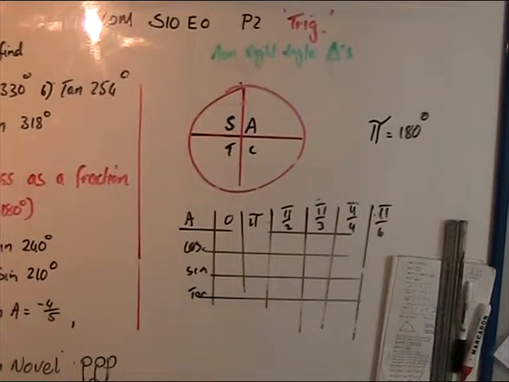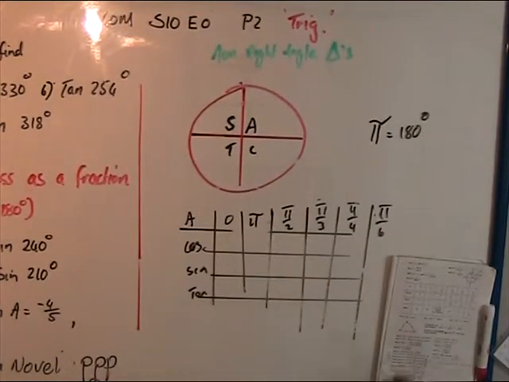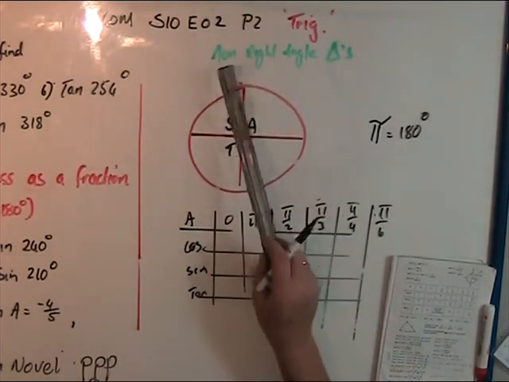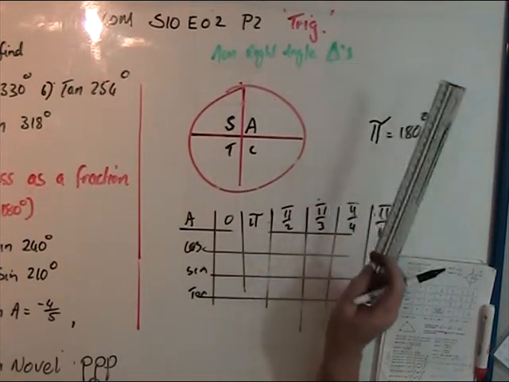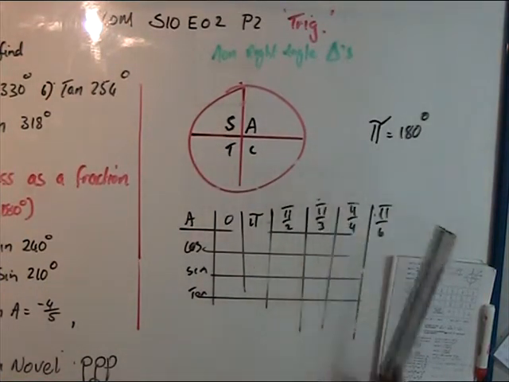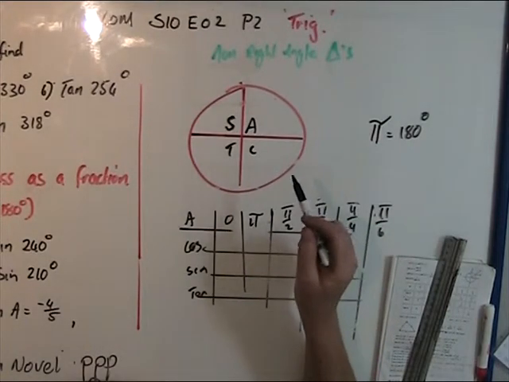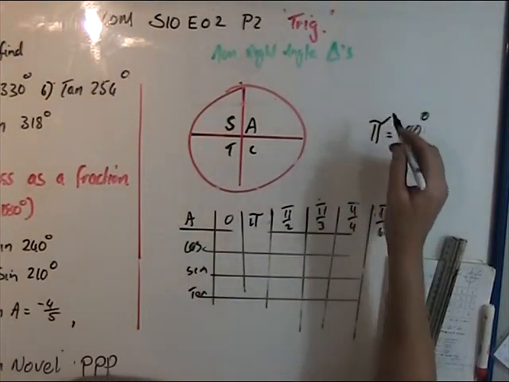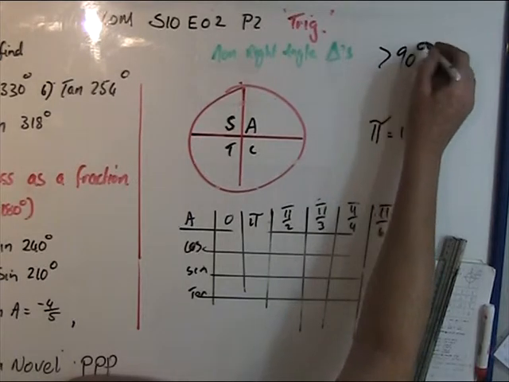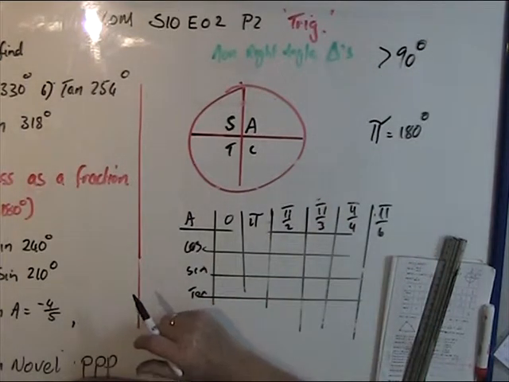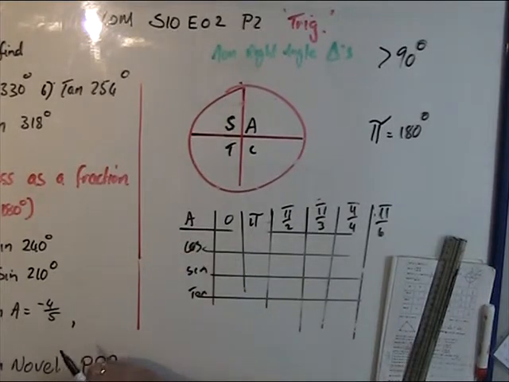Now remember, this is Leaving Cert Ordinary Level Maths, Series 10, Episode 2. It's Paper 2, and we're doing trigonometry, non-right angle triangles. I'm just going to briefly explain this, because you really have to understand it. A non-right angle triangle means angles greater than 90 degrees. Your calculator works, but you can't do it by the normal conventional methods.